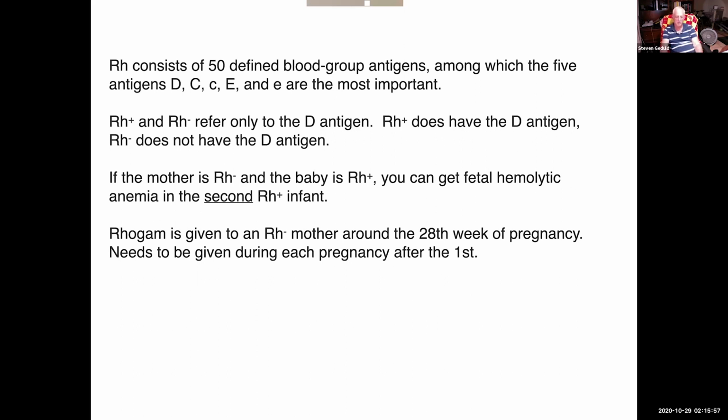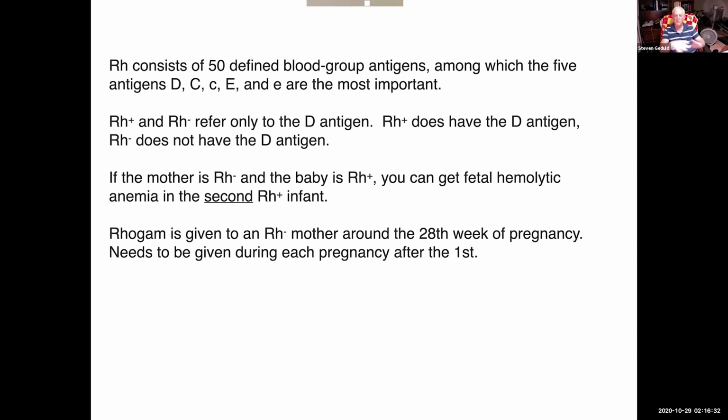That's what we deal with when we have a pregnant patient in your emergency room or in your operating room, whatever office you're in. So RH positive has the D antigen. RH negative does not have the D antigen. If the mother is RH negative and the baby is RH positive, that's when the problem occurs. You get what's called fetal hemolytic anemia in the second RH plus infant. That can only occur the second time. The first pregnancy is no problem.